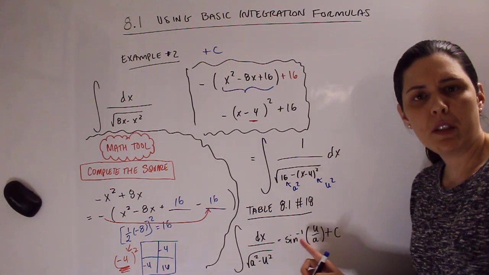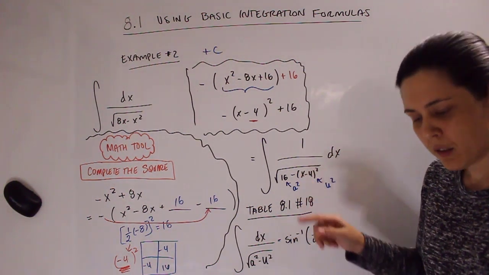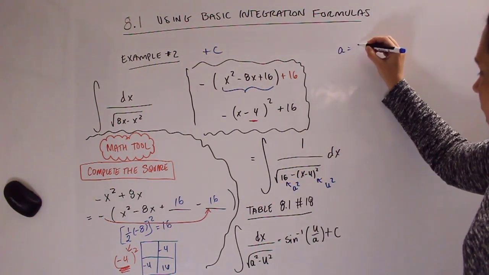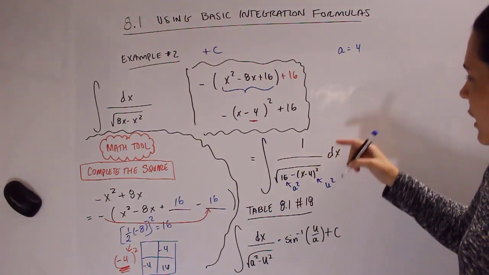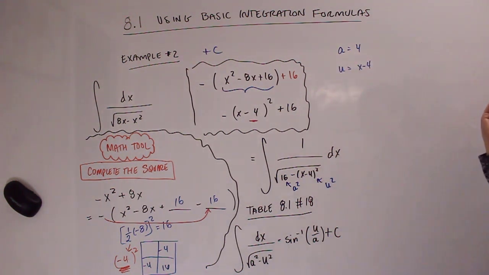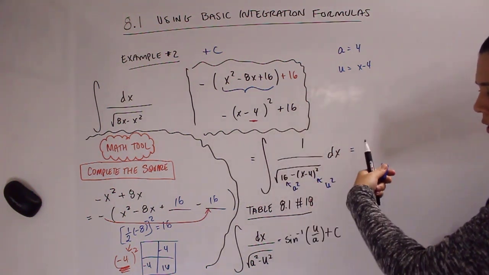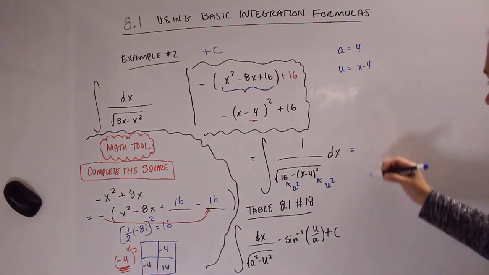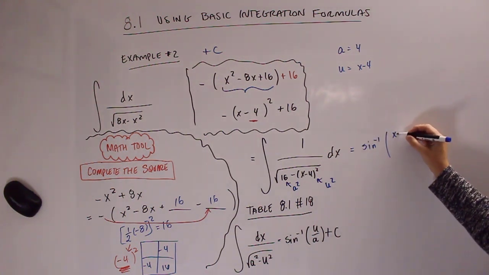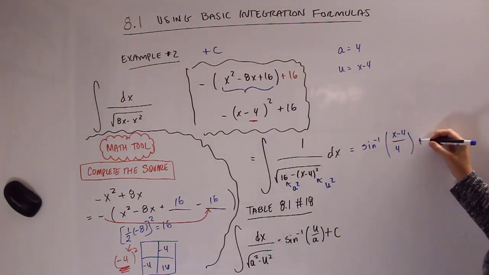I just switched it to u. I know the table said x. I switched it to u just to not get confused with this x. So if a squared is 16, then I know that a is 4. If u squared is x minus 4 squared, then I know that u is x minus 4. And then I can jump right from here, this antiderivative, and I know the answer from my table. So this is sine inverse, u was x minus 4, over a, which was 4. Don't forget the plus c.